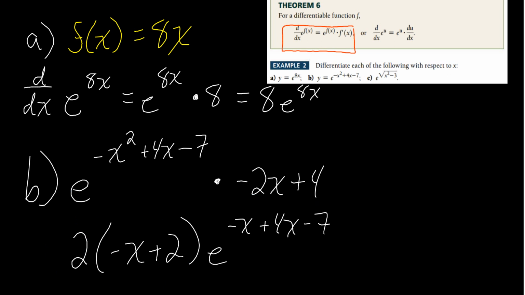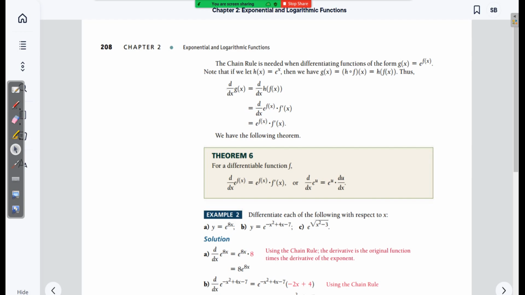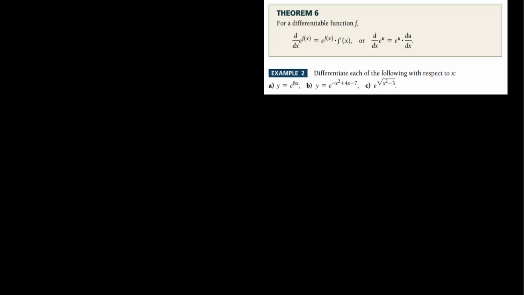We take the exponential function, and then we take the derivative of the exponent, of what we're being raised to. And let's do that again. We'll do C this time, and we'll just keep the theorem there. So for C, we're just going to rewrite e to the square root of x squared minus 3. And of course, this looks like it's going to be a chain rule.